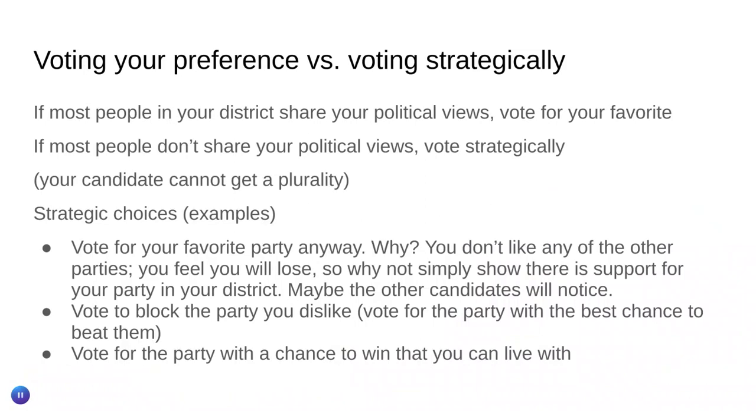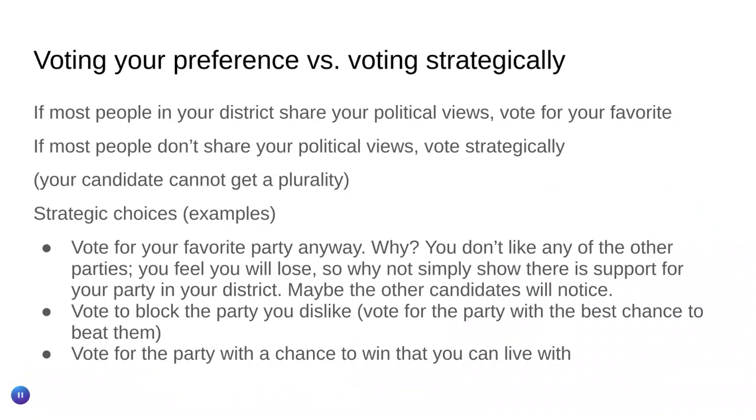So if you are in an SMD system, you have to decide: do I vote my top preference, or do I vote strategically? Well, it depends. If most people in your district share your political views, you can vote your favorite because you're likely to win. If you're a conservative and you live in a conservative area, vote conservative. Conservatives will carry that election.